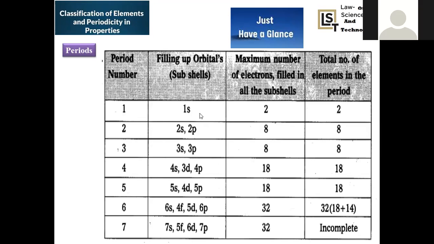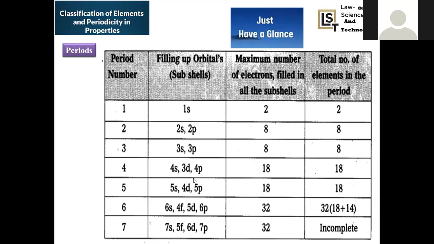Period number 1 is associated with only 1s, where only 1 subshell is present, and the maximum number of electrons in that subshell is 2, so the total number of elements is also 2. Period number 2 is associated with 2 subshells, 2s and 2p. The maximum capacity is 8 electrons, and the maximum possible elements in this period are 8. Period number 3 is associated with 2 subshells, 3s and 3p, where the maximum capacity is 8 electrons, and 8 elements are incorporated in this third period.